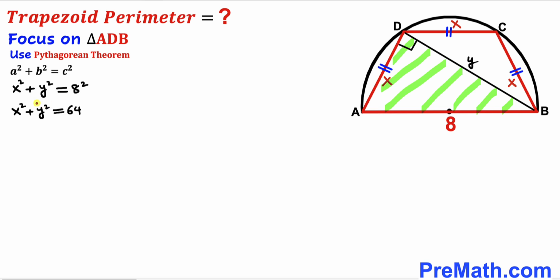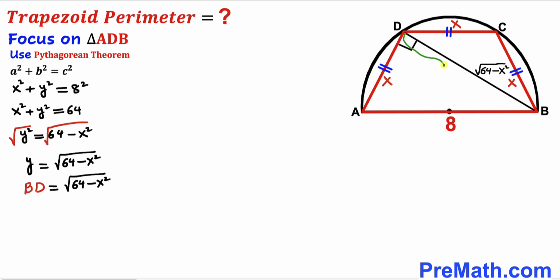And now I am going to move this x square on the other side. So therefore we end up with y square equal to 64 minus x square. And now I'm going to undo this square by taking a square root on both sides. So therefore our y value turns out to be positive the square root of 64 minus x square. So therefore this side length BD turns out to be square root of 64 minus x square.